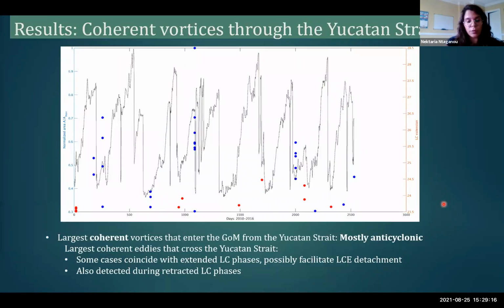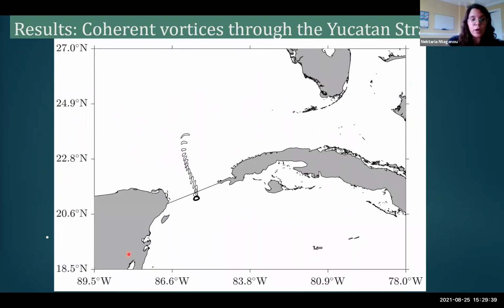Moving on to the results of the second part. I said that I assessed coherence in the Caribbean Sea, and this plot shows the Loop Current extension along with the normalized area of the largest eddies that were detected south of the Yucatan Strait and eventually were advected into the Gulf of Mexico. The Yucatan Strait is defined as the black line that we see in this plot, and this contour is just an example of an eddy detected south of the strait and advected into the Gulf of Mexico.